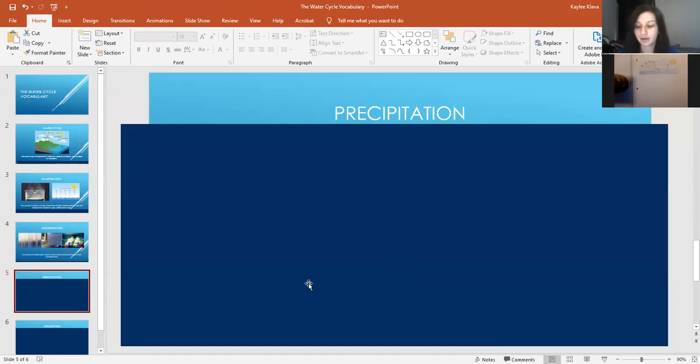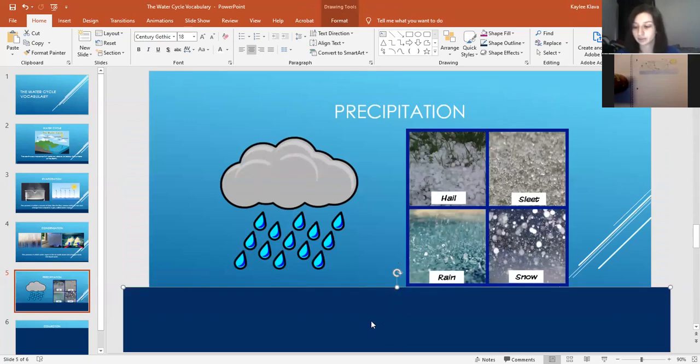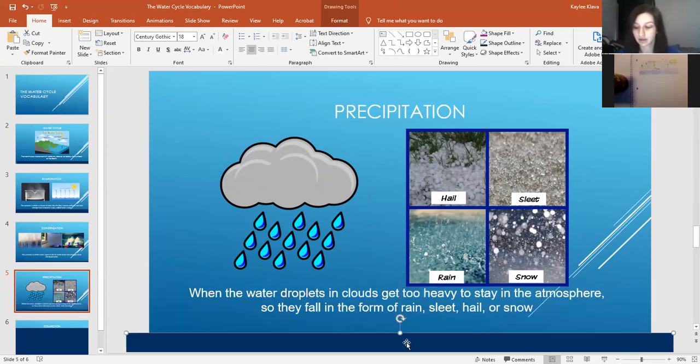Okay, skip a line and write down precipitation in your notebook. Does this word sound familiar? Take a second to think about what it means. Now let's look at some images of precipitation. I noticed that there are different forms of precipitation. Let's see what the definition says. Precipitation is when the water droplets in clouds get too heavy to stay in the atmosphere, so they fall in the form of rain, sleet, hail, or snow. Pause the video and write this down in your journal using the definition provided or your own words.